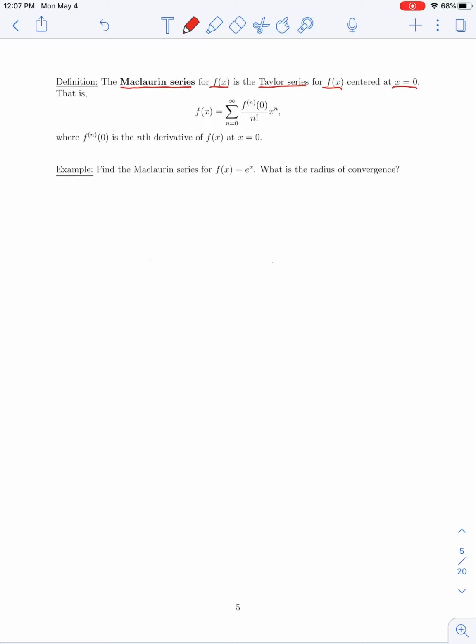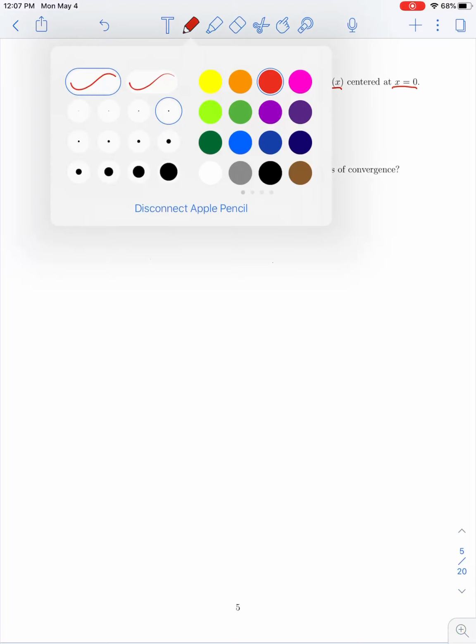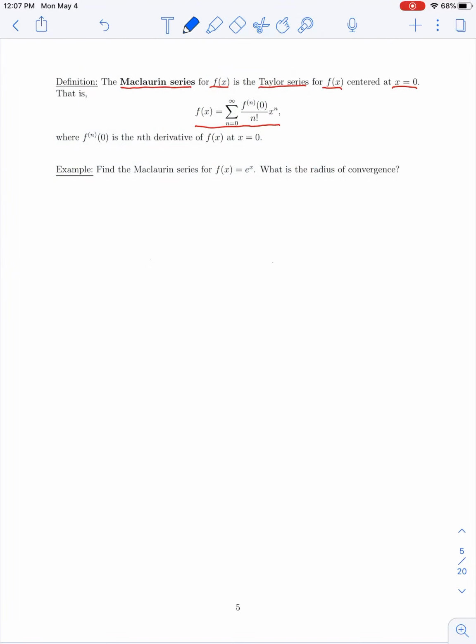So using the formula that we had derived for the Taylor series of a function centered at a, replacing a by x equals 0, we have the following definition for the Maclaurin series of a function. So this is a way to represent a function, f of x, as a power series centered at 0. So here, our formula for the nth coefficient of this power series is the nth derivative of f evaluated at 0 divided by n factorial.